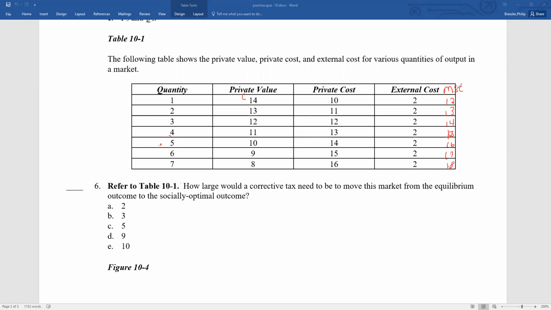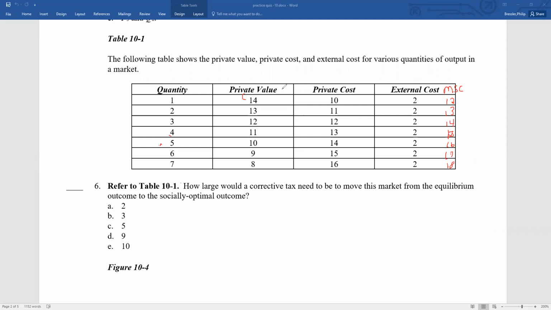How large would a corrective tax need to be? All right, so the corrective tax needs to be the size of the external cost, which is $2, which is A as in alpha. Now, they could also give you a question, if the government had a corrective tax of $2, deadweight loss would increase, decrease. Deadweight loss would be 0. So they could put that in. They could ask you what the market equilibrium is.